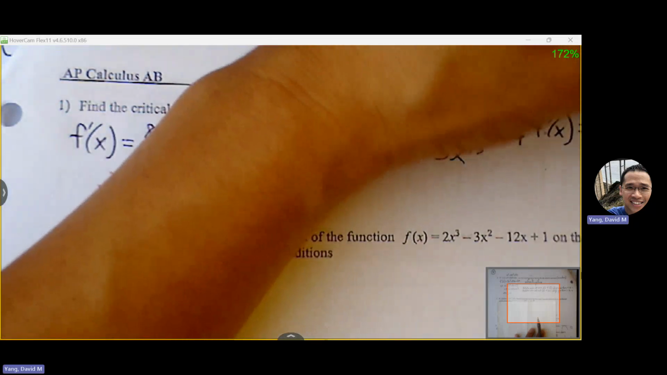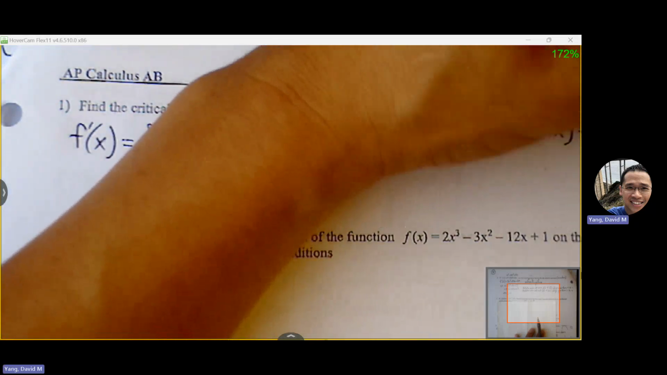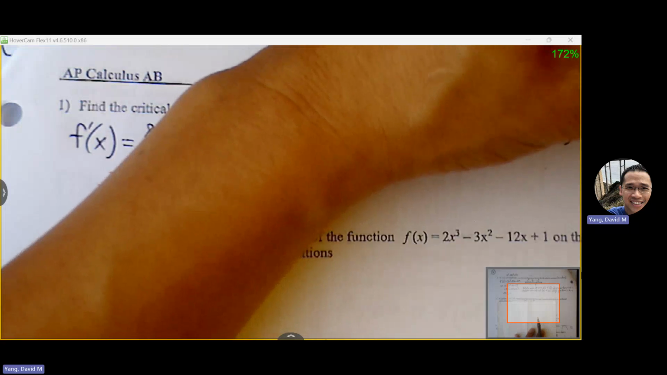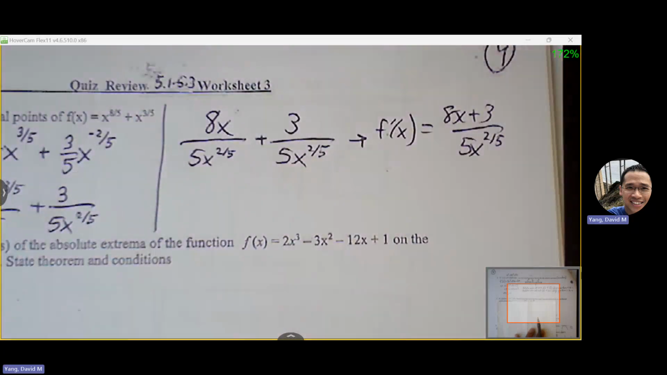All merged together. Now it's easier for me to look for my critical point because I have clean places to look for them. Set the numerator equal to 0, set the denominator equal to 0. Both are valid critical points.